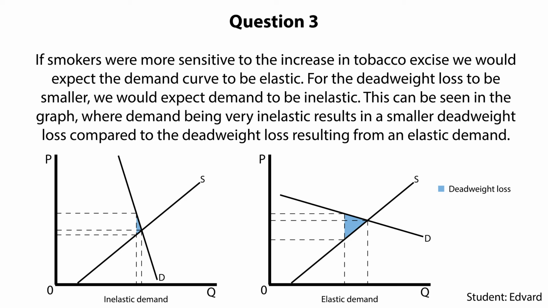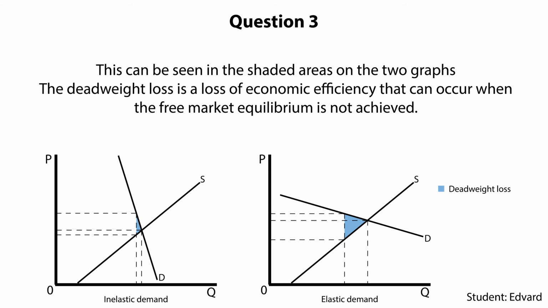This can be seen in the graph, where demand being very inelastic results in a smaller deadweight loss compared to the deadweight loss resulting from an elastic demand. This can be seen in the shaded areas on the two graphs. The deadweight loss is a loss of economic efficiency that can occur when the free market equilibrium is not achieved.